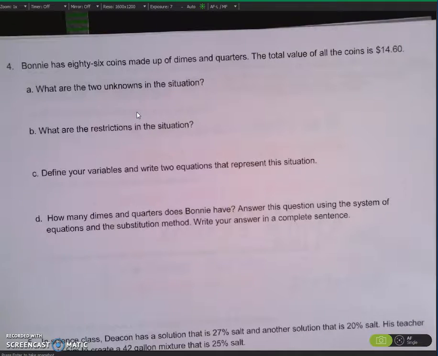Awesome. So we are going to be skipping problem 3. So turn to page 23. We'll be finishing 3 together next time I see you. So let's look at number 4.